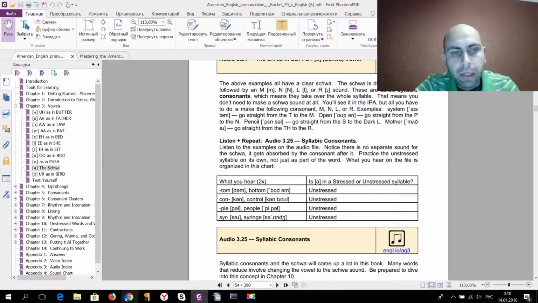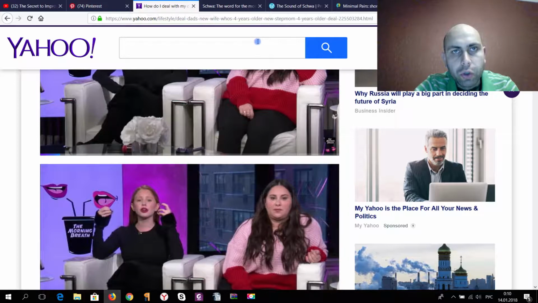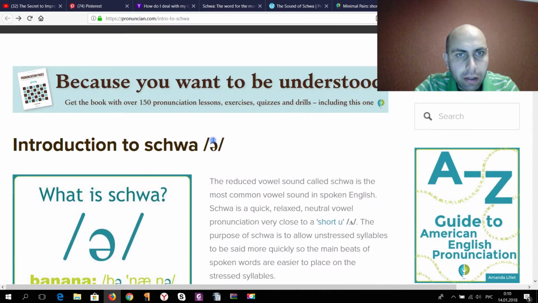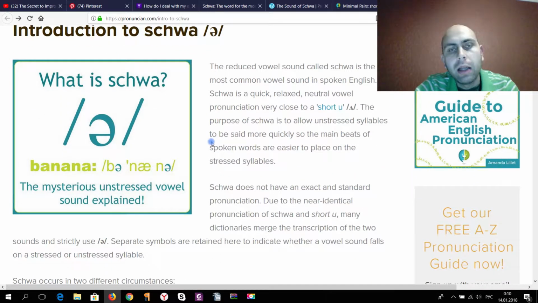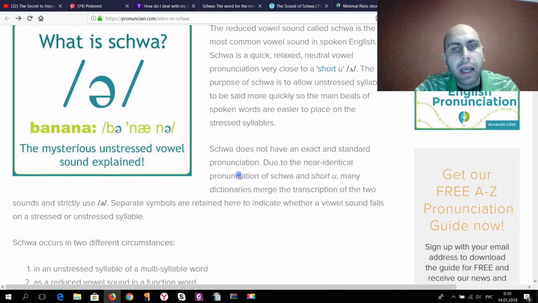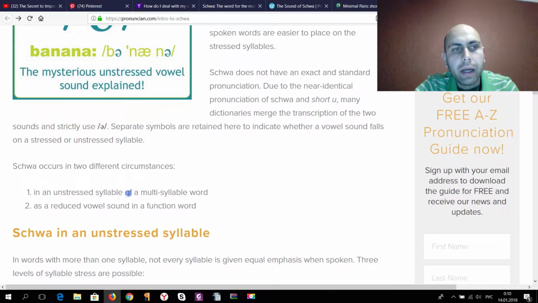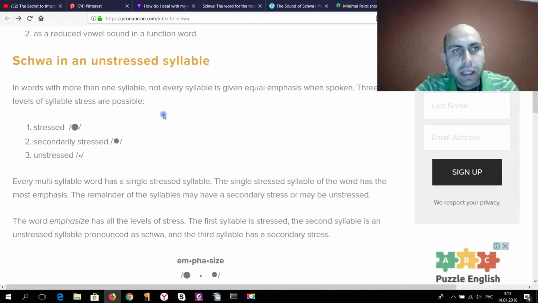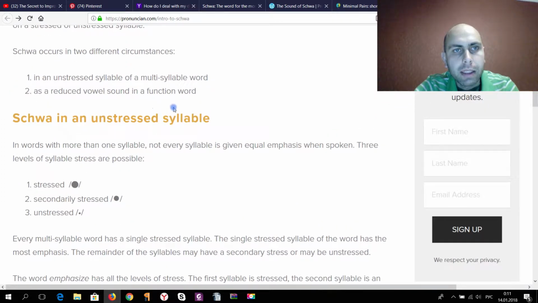Also, a very good web resource for teaching the schwa vowel sound is pronuncian.com, and on this website in the column lessons, there's a very nice article on schwa. It describes how the sound is made and where it occurs. It says that schwa occurs, number one, in an unstressed syllable of a multi-syllable word, and two, as a reduced vowel sound in a function word. And as a continuation, it gives you the description of where it can be met in a multi-syllable word and where it can be met in a function word.